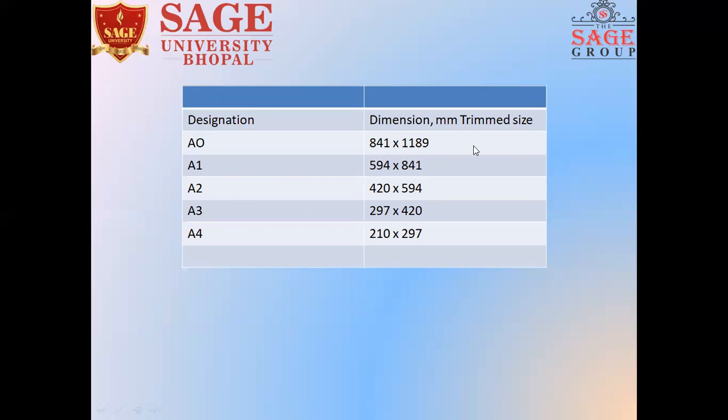Same case in A2. Divide 841 by 2, which is approximately 420. So now you write 420 first and put 594 from here. When you talk about the A3 sheet, divide 594 by 2, which is 297, and from the previous sheet A2, put 420 here. And last, A4 is 210 by 297. So these are the sheets. Generally, we use the A2 size sheet in the classroom.